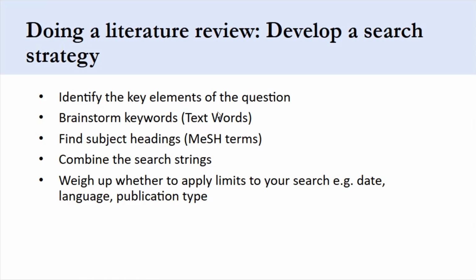We need to be very careful how we put our search strings together so that it's a comprehensive, sensitive search, but also being precise so we're not getting too many irrelevant papers. And then weigh up whether you want to apply limits. So is it useful to limit by date, by language, by study type, for example? There are dangers in doing that, in that you're introducing bias. But for example, if a certain standard or guideline came out at a particular time, you may want to search from the start or the publication of that guideline or the introduction of that service or intervention.